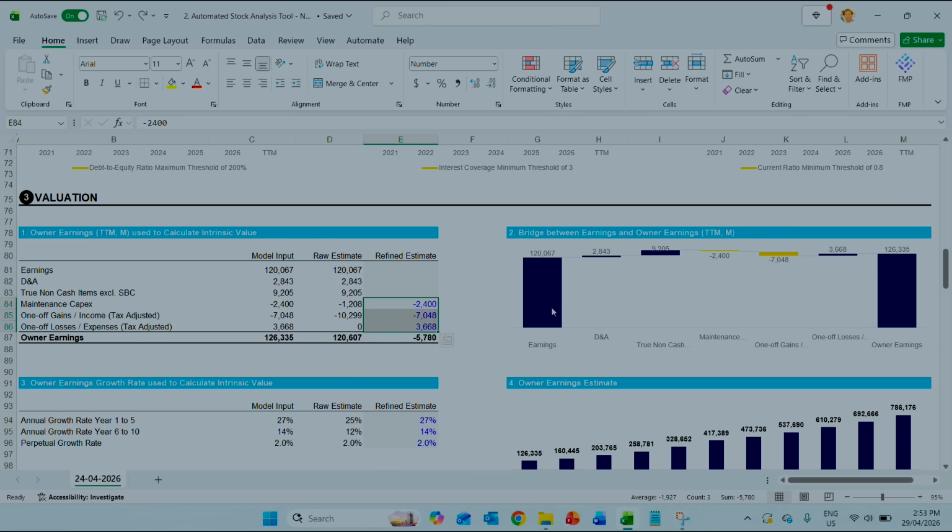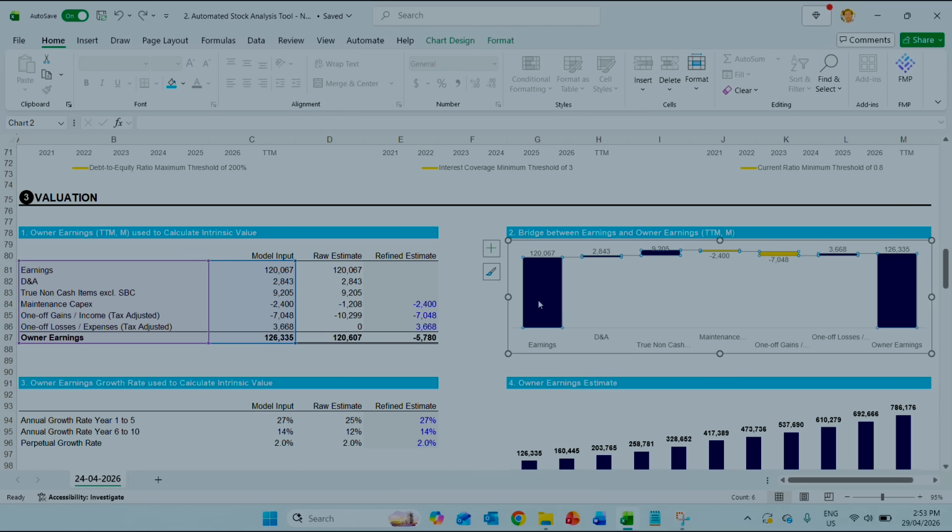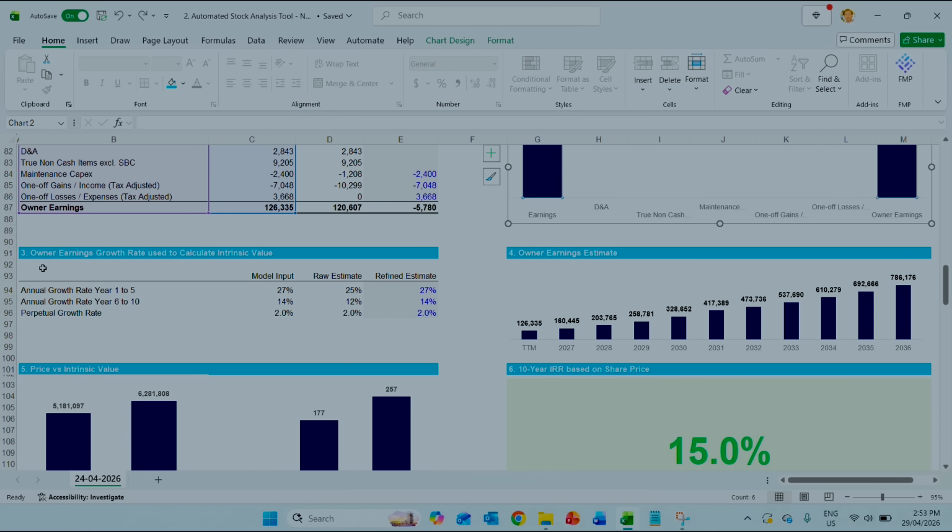Second building block, that's a bridge between earnings and owner's earnings. So I'll let you have a look, but basically we've got earnings here, and then we've got all of those items, and we end up with an owner's earnings, which is more or less the same as earnings here, but for other companies, you could see a very big difference between this number and this number. Okay.